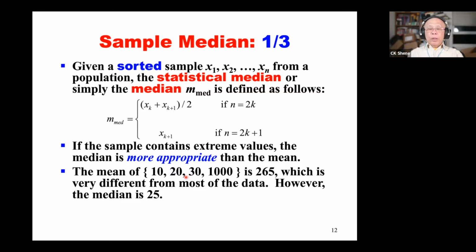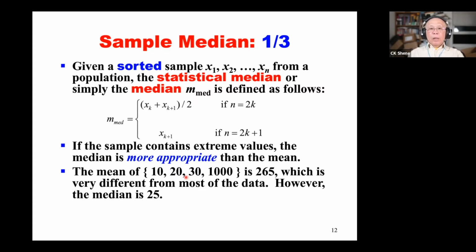I usually love to tell this joke. 3 guys in a bar talking about their average annual income. One guy said 90,000. The second guy said 100,000. The third guy said it's 110,000. So the average is 100,000. The median is also 100,000.